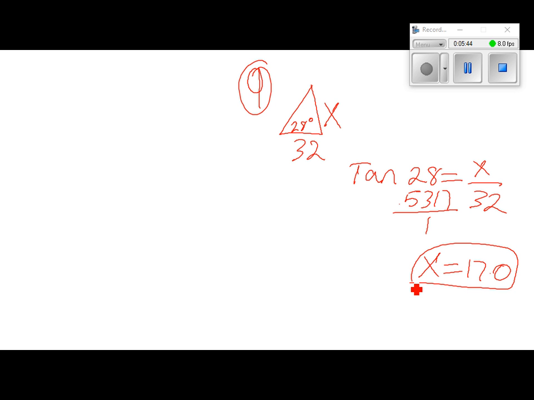Next one. What's it from here? This is what I'm talking about. Alright, so when you did that problem, got your triangles. 28 degrees, 32, that's X, that's a right angle. Pick whatever angle you want. That's your opposite. That's the hypotenuse. This is the adjacent. We care about these two this time.